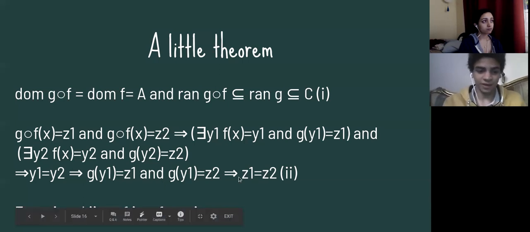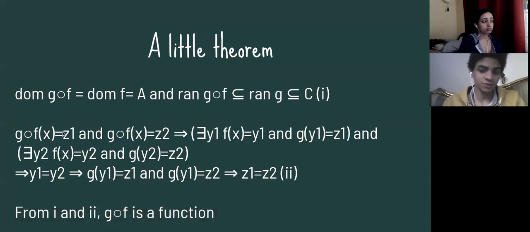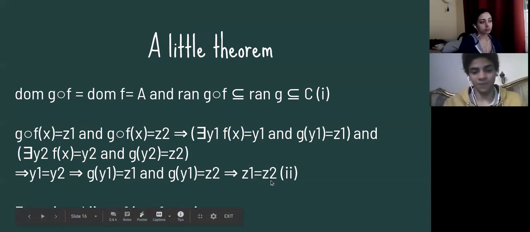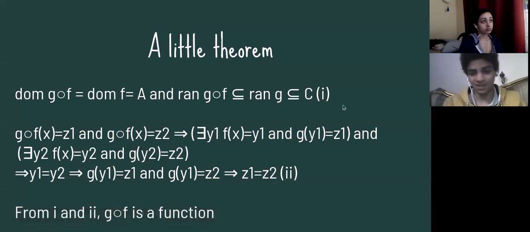So now if I have that g composite f of x equals z1 and g composite f of x equals z2, this would imply that z1 equals z2. And this is the second condition for it to be a function. And now from 1 and 2, g composite f would be a function. So even though here we introduced what seems to be many variables, we are just doing the same old thing of replacing the thing by its definition.